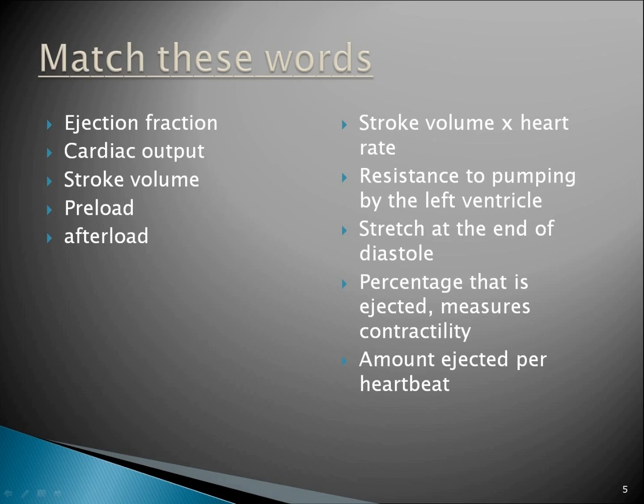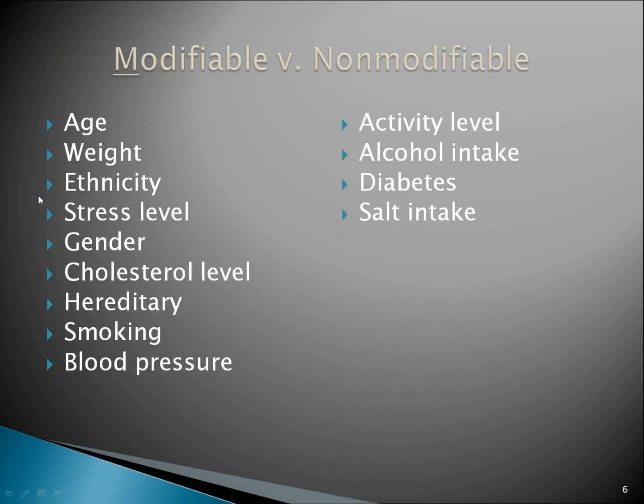So, ejection fraction. That is the percentage that is ejected with each beat. It's a measurement of contractility. It's the same as stroke volume, except that it's stated as a percentage. Cardiac output. Stroke volume times the heart rate. Stroke volume is equal to the amount ejected per heartbeat. Preload is the stretch at the end of diastole and is determined by venous return. Afterload is the resistance to pumping by the left ventricle.